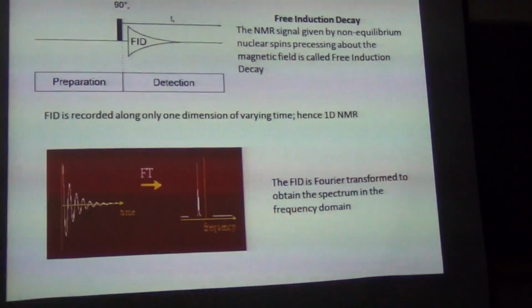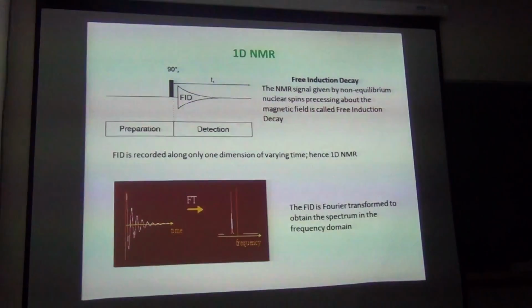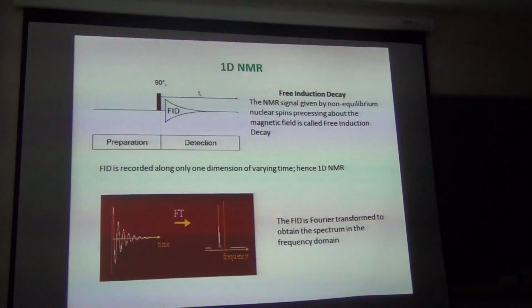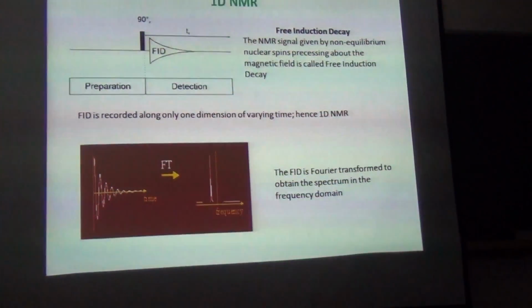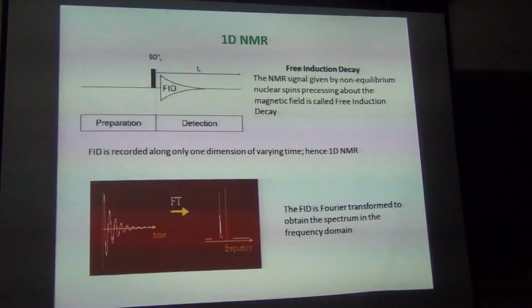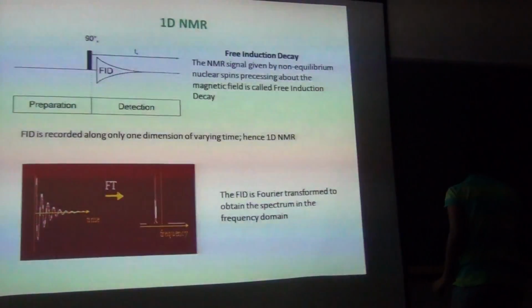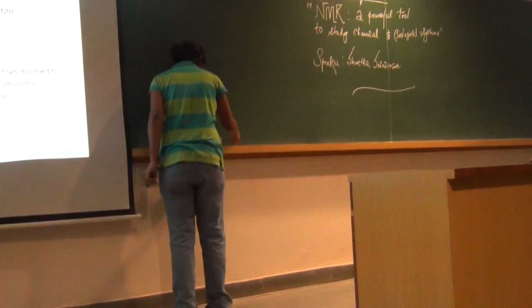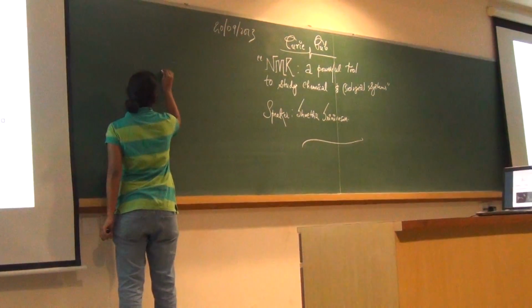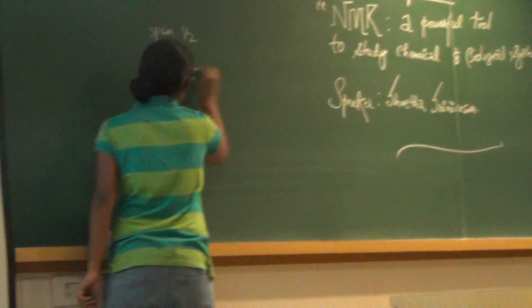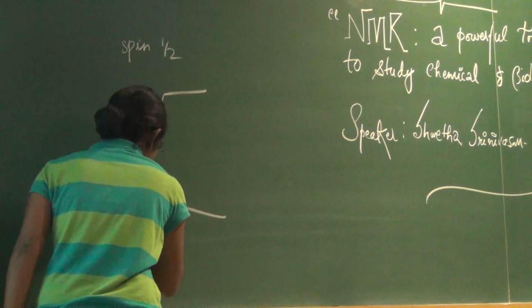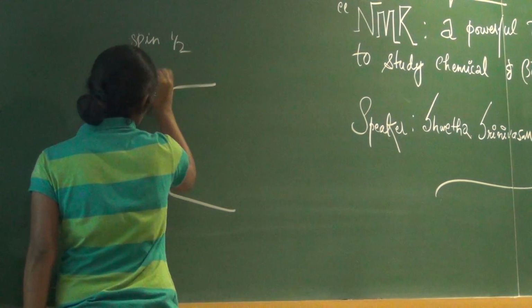Now we come to one of the most important and basic things in NMR. I'll tell you now about 1D NMR. Like I told you, for a spin half system there are 2 energy levels. This one corresponds to plus half, and this one corresponds to minus half.